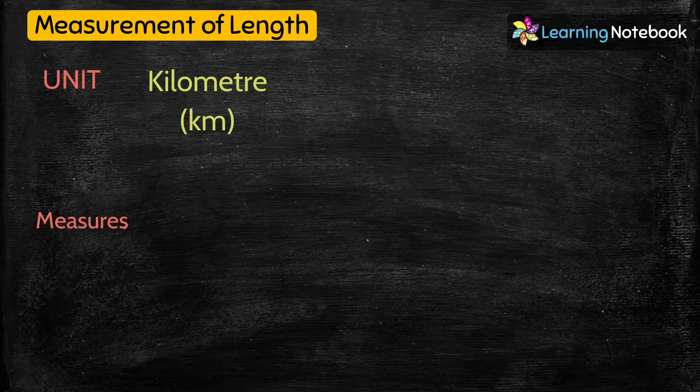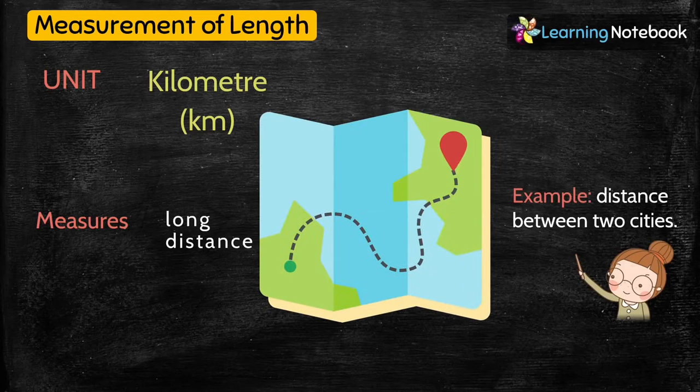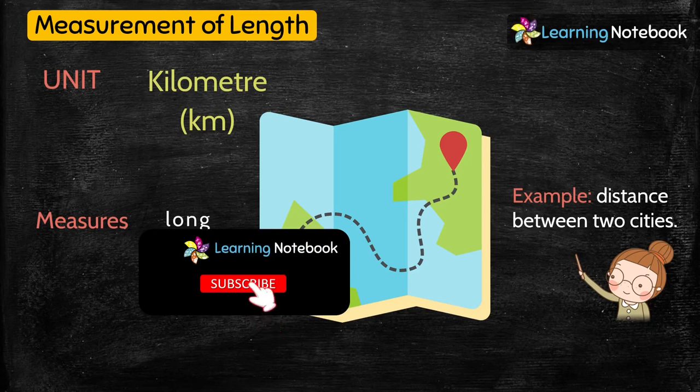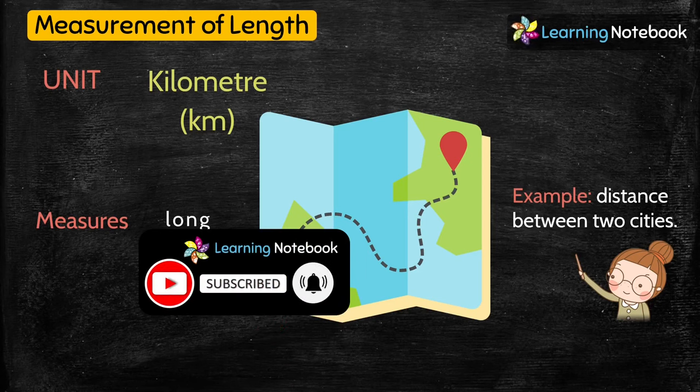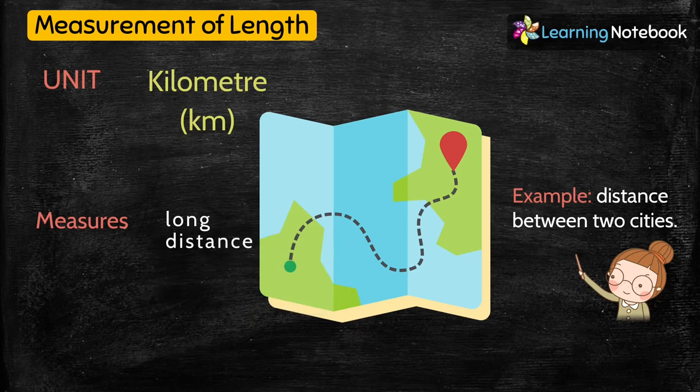And then the last unit to measure length is kilometer, which is denoted by km. Kilometer is used to measure long distance, like if we need to measure distance between two cities, we are going to measure it in kilometers. So these are the three units to measure length.